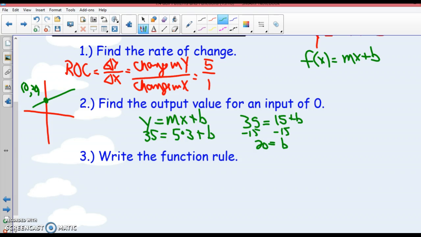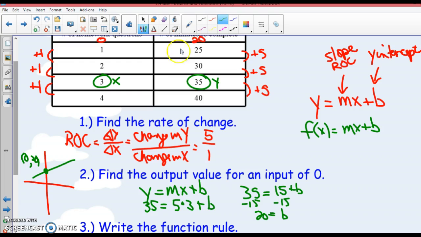Let's pretend you decided, I'm going to use these 2 points. So let's do the same exact thing. Y equals mx plus b. What is the red y? 25 equals, what did we find our rate of change to be? 5 times, what is our x? 1 plus b. Am I still going to get 20? Yeah, we can do this all day. We're going to get 20 every time because the y-intercept is 20. The starting value is 20.